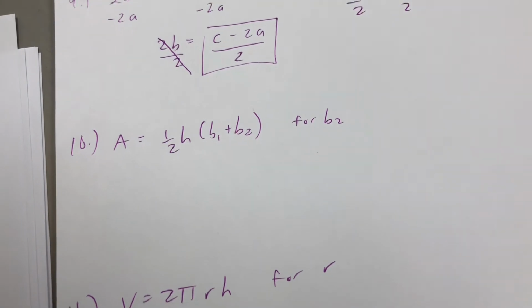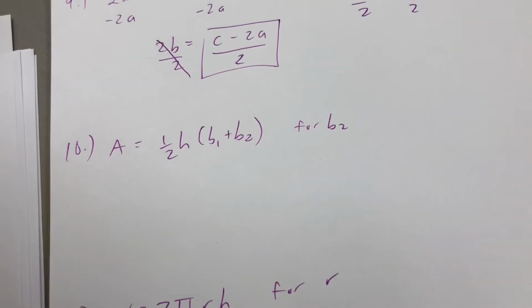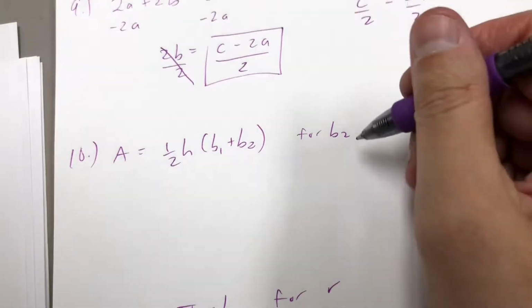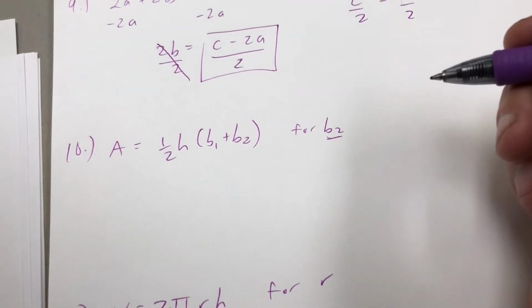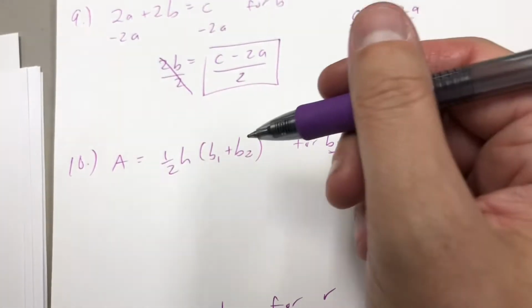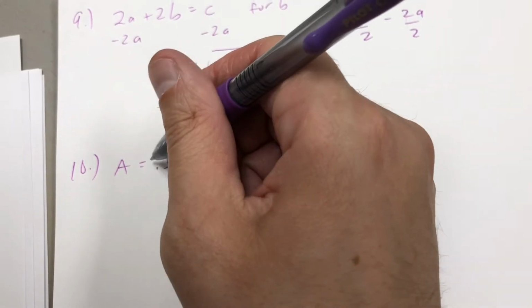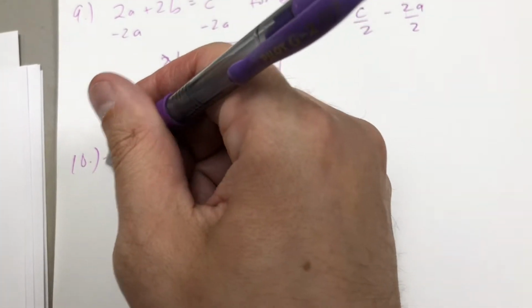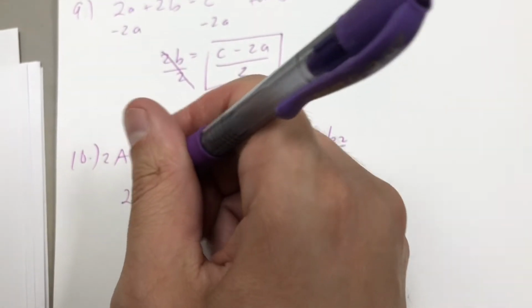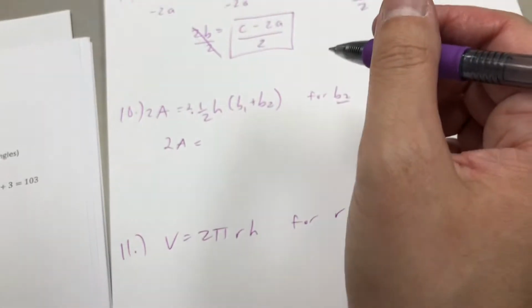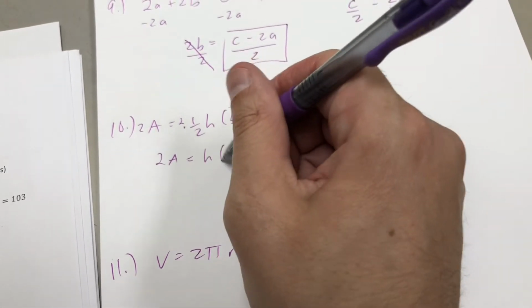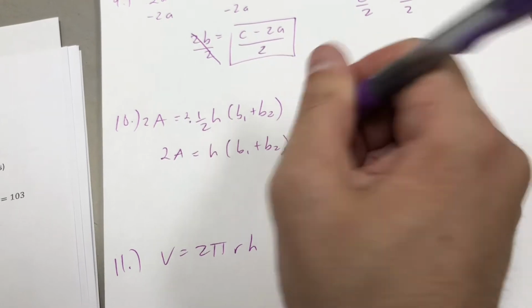Number 10, you might recognize that as the trapezoid area formula, hopefully from geometry. You're solving for the second base here. I don't love the fraction here in front. I know if I double a 1/2 that I can get rid of it, so I'm going to multiply by 2, and I'm going to multiply the other side by 2. So I've got 2a is equal to just equal to h times the quantity b1 plus b2.